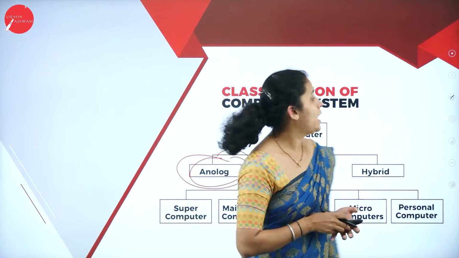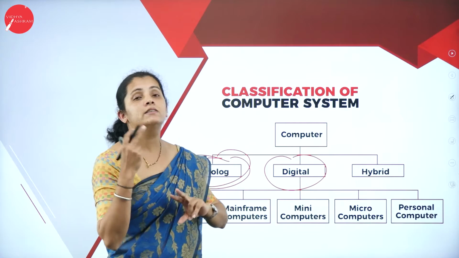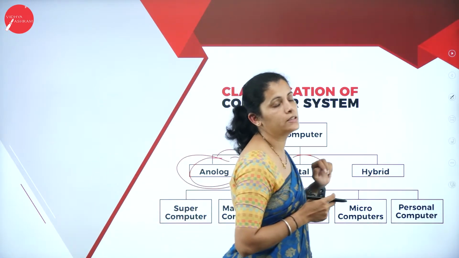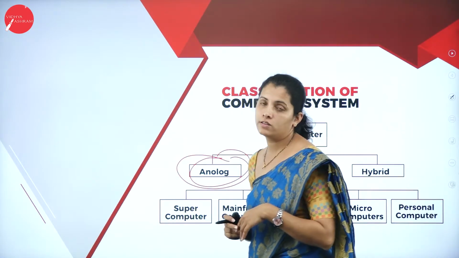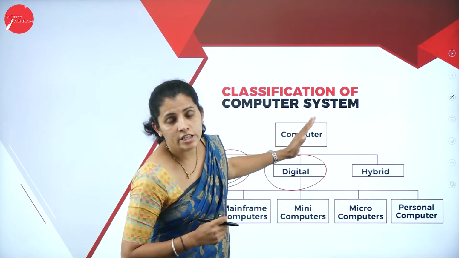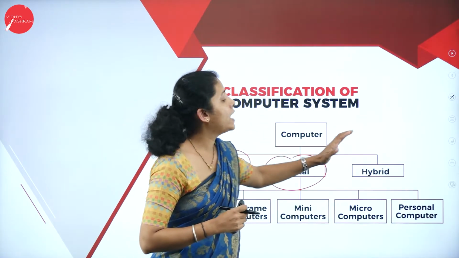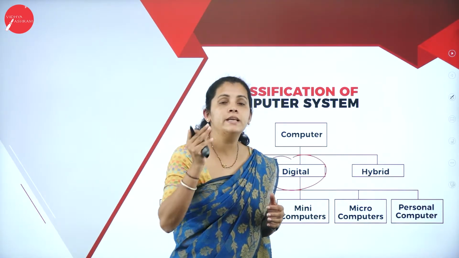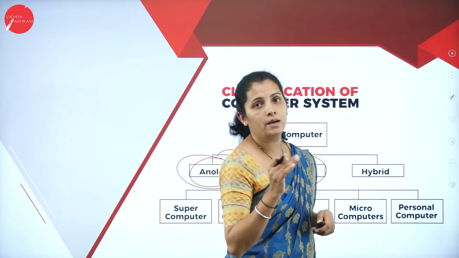And we are going to have hybrid computer. So the hybrid computer is a combination of analog computer as well as digital computer. That means whatever input we are going to have, that is in the form of analog signals, and whatever output we are going to have, that is in the form of digital signals. And the best example for hybrid computer is nothing but the ECG machine, that is mainly used in the hospital. That's the best example for hybrid computer.